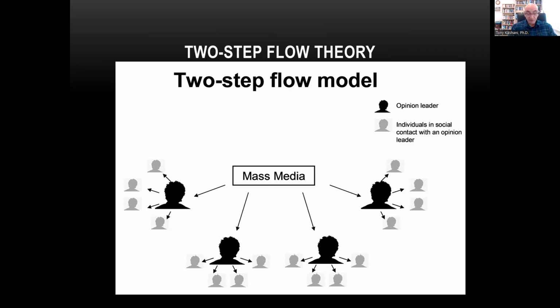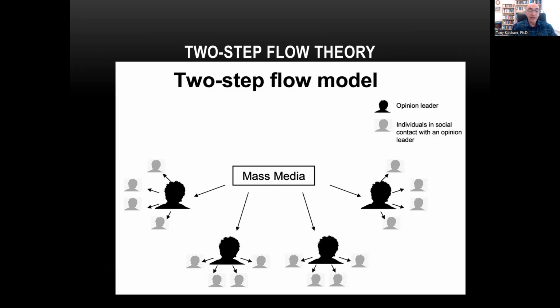Number four is influence on the general public, and this is an important part of it. The ultimate impact on the general public is mediated through the opinion leaders. These influencers play a crucial role in shaping public opinion by interpreting and disseminating information, thereby acting as a bridge between the media and the wider audience.